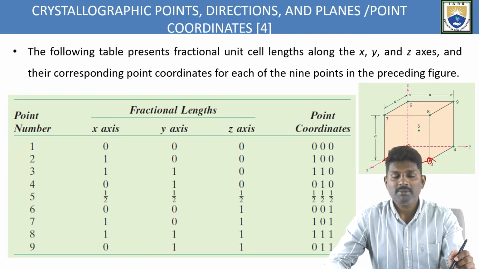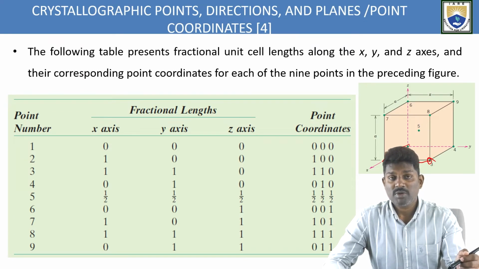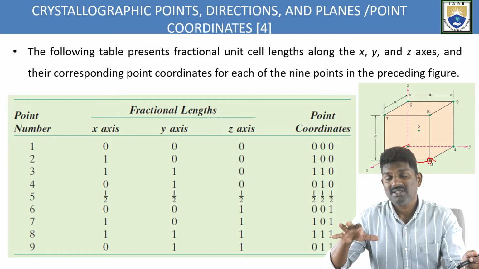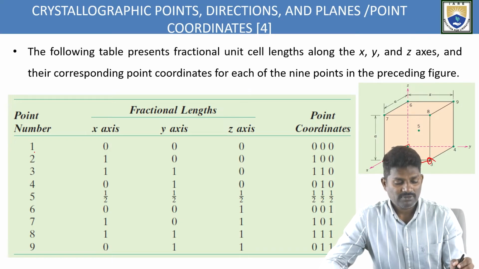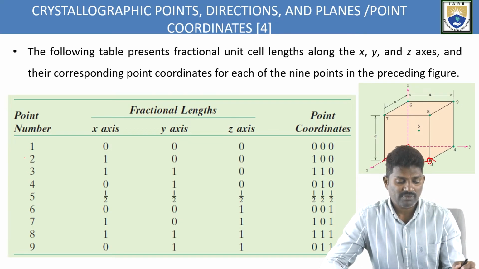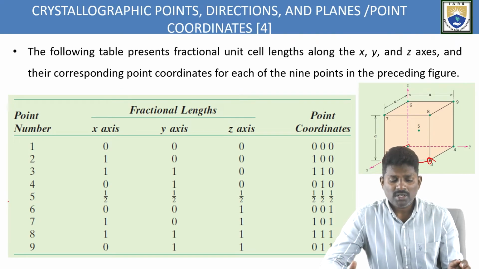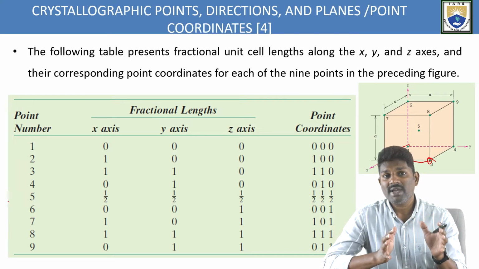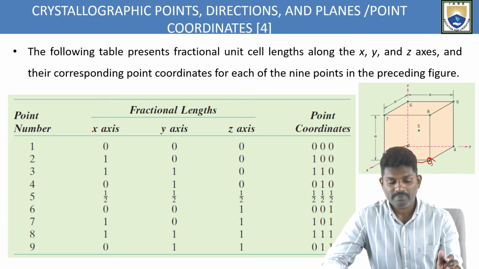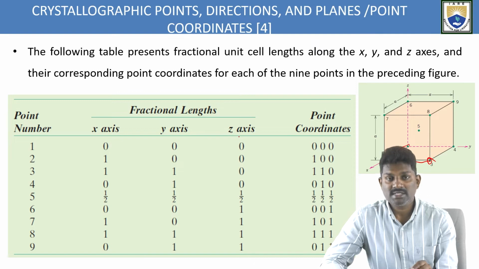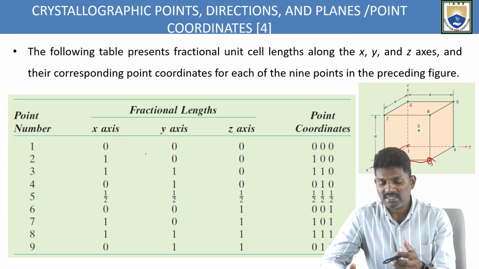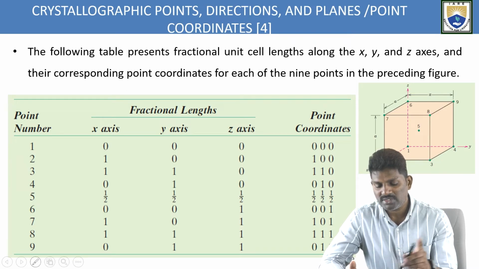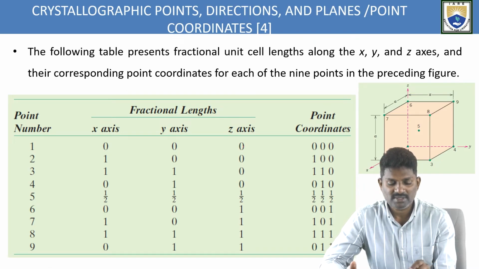So this is the following table representing the fractional unit lengths along the XYZ axes and the corresponding point coordinates for all the 9 points. First we have to show all the points that we have: 1, 2, 3, 4, 5, 6, 7, 8, 9 points in the BCC unit cell. Now we have to show the fractional lengths along the XYZ directions of each point. For the first point, since it is exactly located at the origin, you have all the positions as 0, 0, 0. So x is 0, y is 0, z is 0.